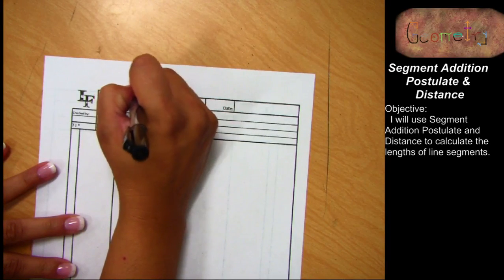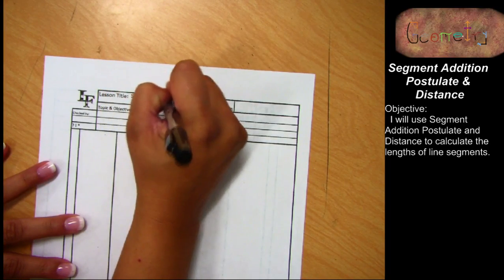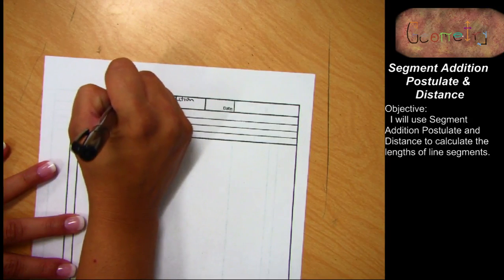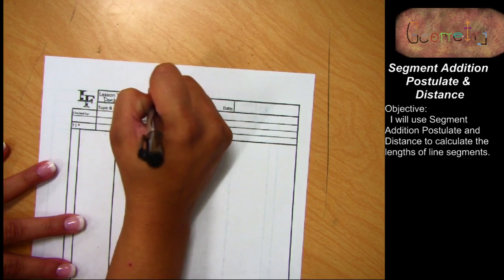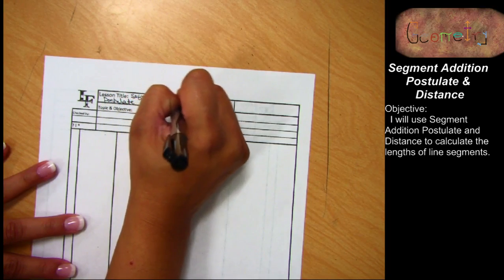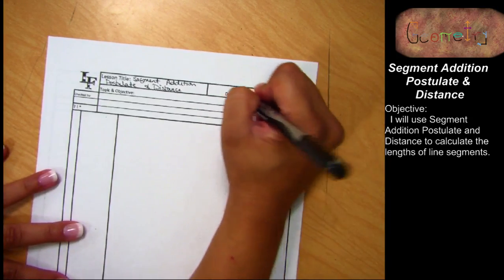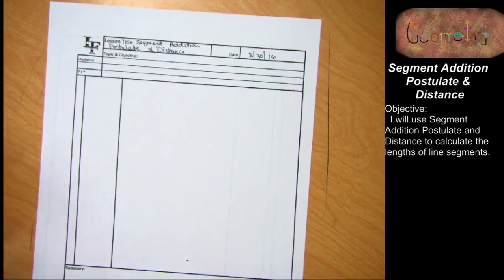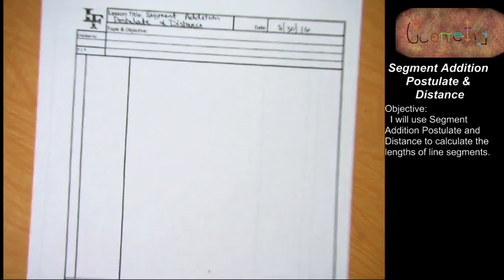Segment addition postulate and distance. Objective: I will use the segment addition postulate and distance formulas to calculate the lengths of line segments. Awesome. So that's what we're going to be working on today. Make sure that you get your title and objective written down if you have not already.